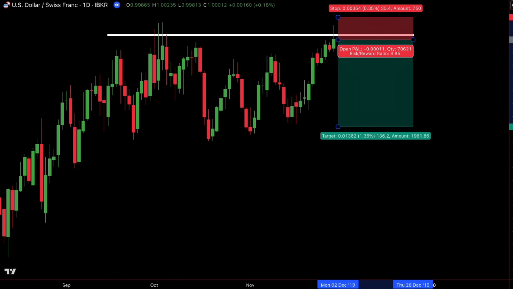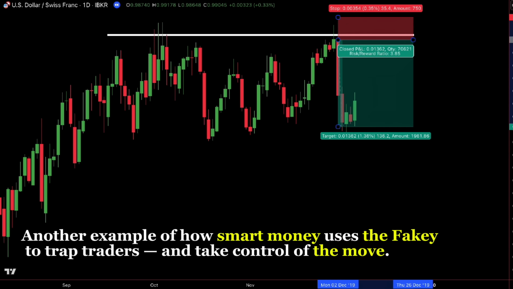And look what happened next. Just as expected, the market dropped cleanly and hit our target at the next support level. Another example of how smart money uses the fakey to trap traders and take control of the move.